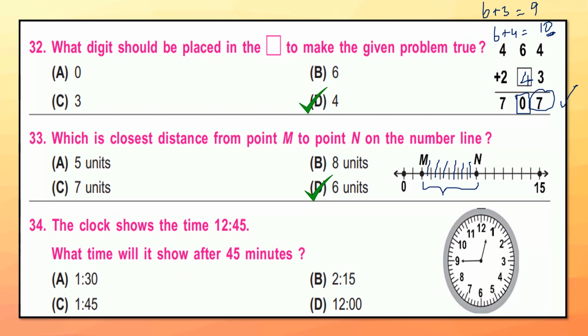Question number 34. The clock shows the time 12:45. What time will it show after 45 minutes? So the clock shows 12:45, and after 15 minutes it will be 1 o'clock. 15 plus 30 is 45. So after 45 minutes we have split it as 15 plus 30. So 12:45 plus 15 minutes gives us 1 p.m. Then after 30 minutes it becomes 1:30. So the correct answer is option A, 1:30.